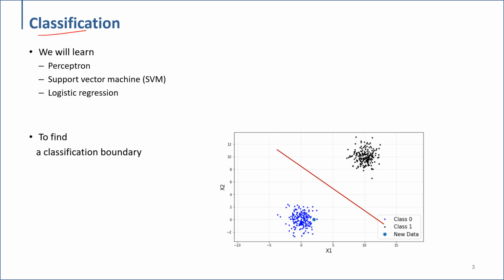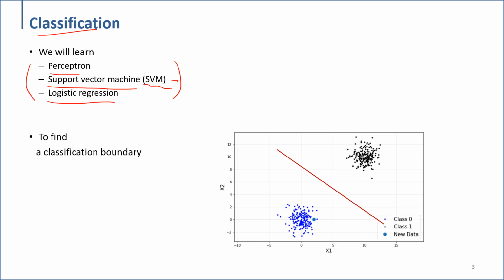For classification, we will learn three algorithms: first the perceptron, support vector machine, which is called SVM, and logistic regression. I will discuss them in detail later on.